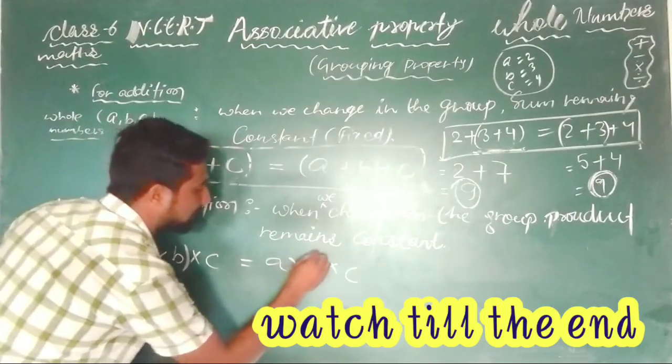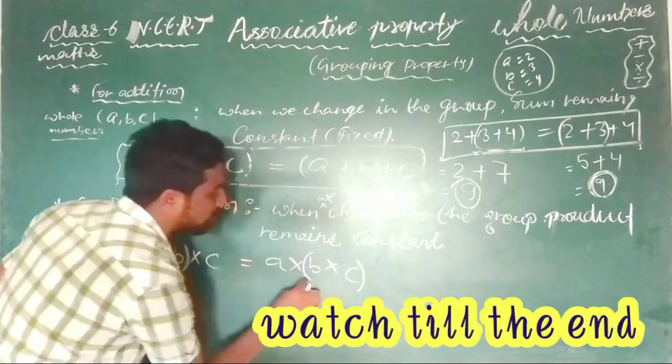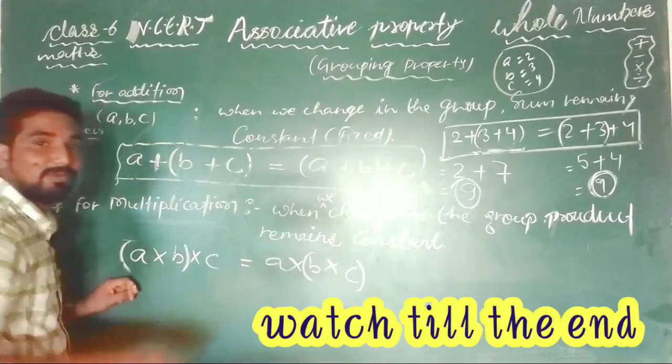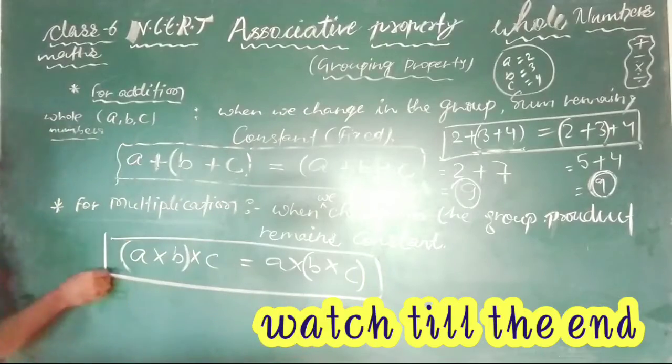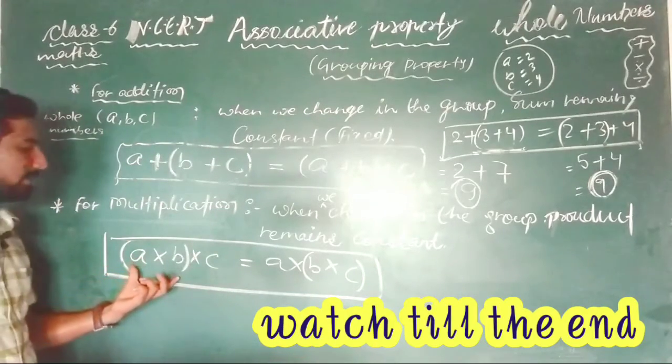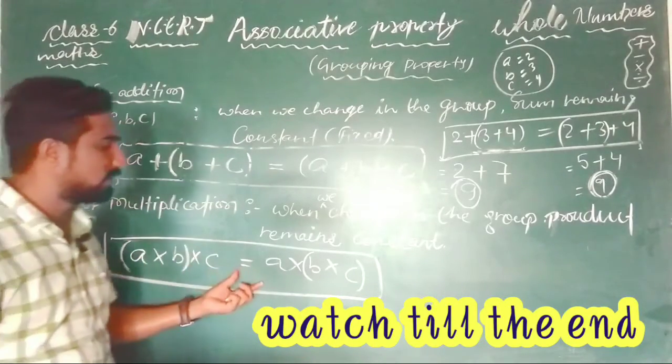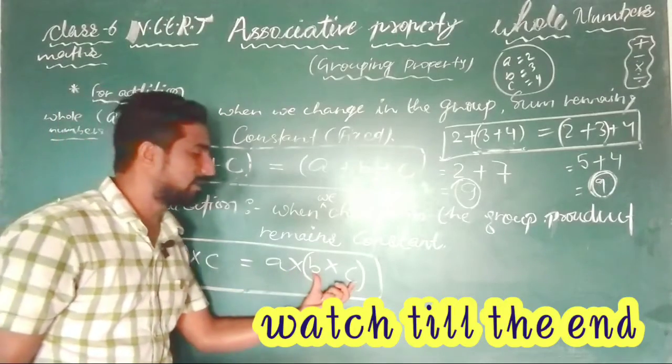Now thereafter what will become? They will make a group of B and C, and A will be standing. They will be pushing and pushing. So this is only the associative law for multiplication. A into B in the bracket into C is just equals to A into in the bracket B into C.